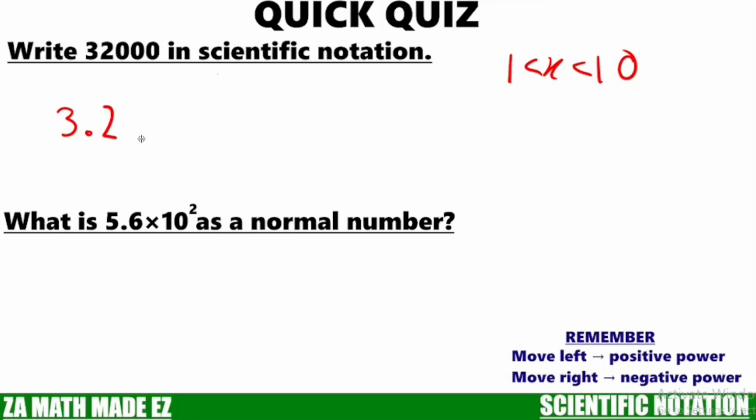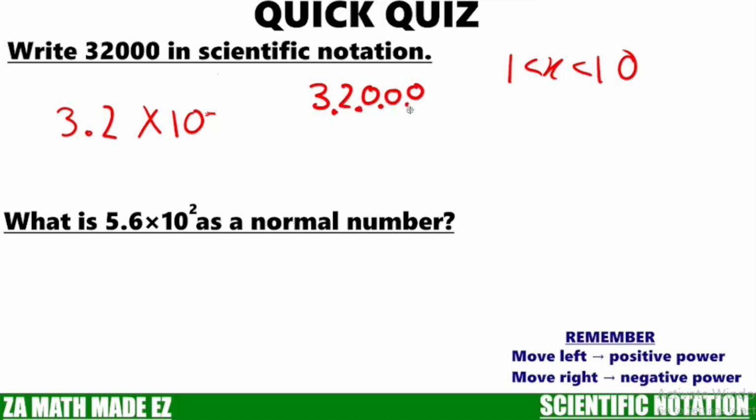Okay, let's put this in scientific notation, times 10 to the power of what? Now we must get this number over here. What's the exponent? Now let's write out the number 32,000. Let's put a decimal point over here that will make the number 3,200. Let's move it again over here. That will make the number 320. Let's put another one over here, 32. Let's put another one over here. That will make the number 3.2.